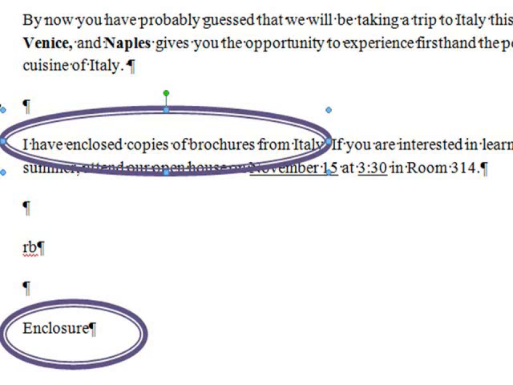If reference initials are not there, then the word attachment or enclosure will appear double space below the body of the text. In this memo, the word enclosure has been keyed on the memo. The reason it has been keyed is because in the memo it stated that I have enclosed copies of the brochure from Italy. So, with that being said, then the typer of the memo knows to key the word enclosure double spaced after the reference initials.